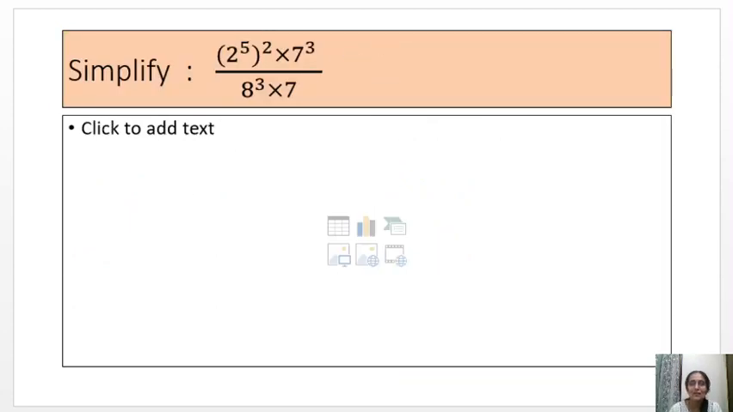Simplify. Now you have to simplify the sum. Read the question and (2 to the power 5) whole power 2. You can use the law of exponent into 7 power 3 divided by 8 power 3 into 7.